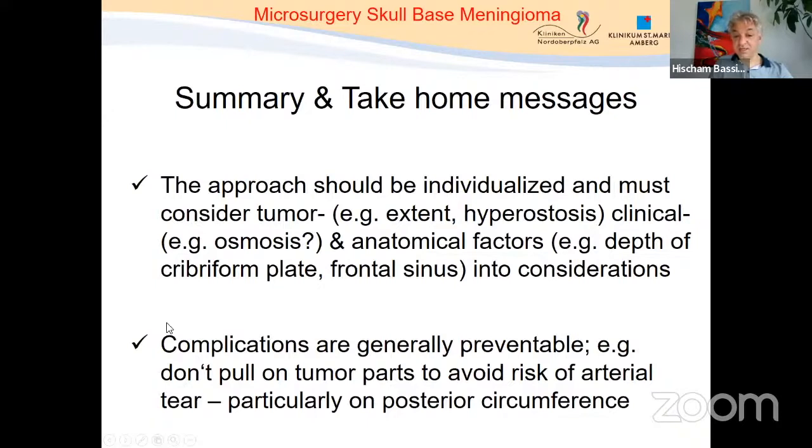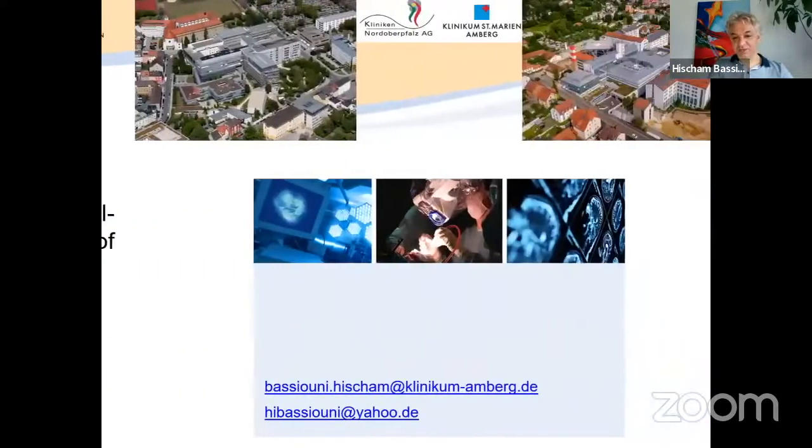And of course, as I told you, complications are generally preventable. The example I showed you: don't pull on tumor parts in order to avoid the risk of arterial tear. Always keep in mind that these tumors, especially if they are large, have a pial vascularization also, and vessels are going into the tumor, particularly on the posterior circumference. CSF leak can also be prevented by good sealing of the anterior cranial fossa. So thank you very much.